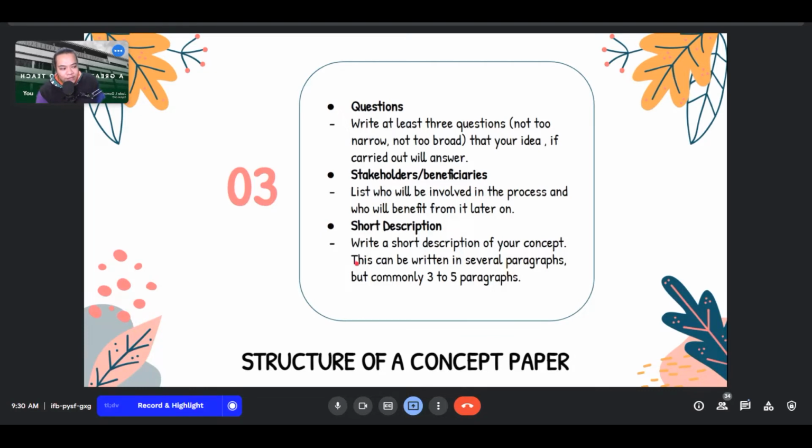The next part is a short description. Write a description of your concept that can be written in several paragraphs, but commonly it is only 3 to 5 paragraphs long. Diba? Short description na yon. Now, when we say short description, eto na. Dito nyo na i-explain ang mga bagay-bagay.